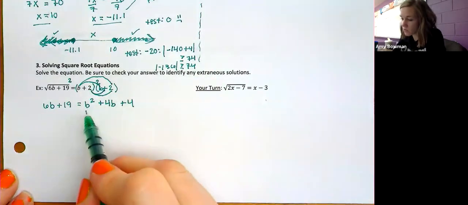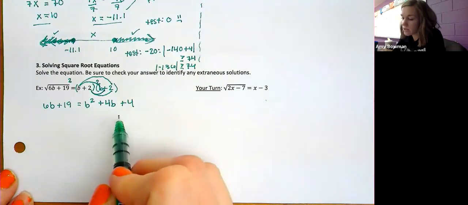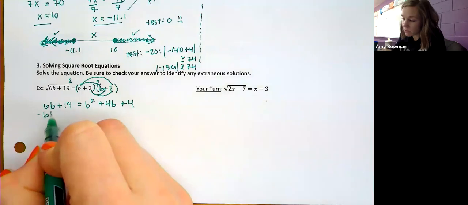Okay, now I have a b squared. This tells me I'm looking at a quadratic and I want to get everything on one side. So I'm going to actually subtract 6b from both sides.